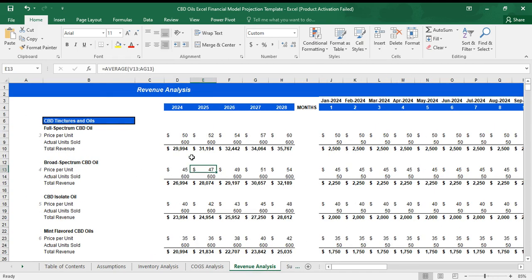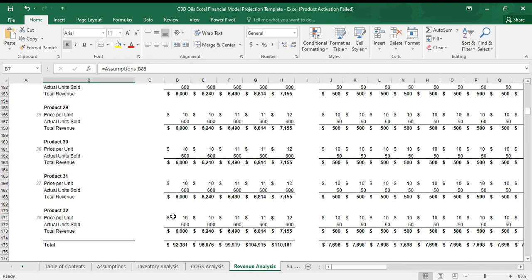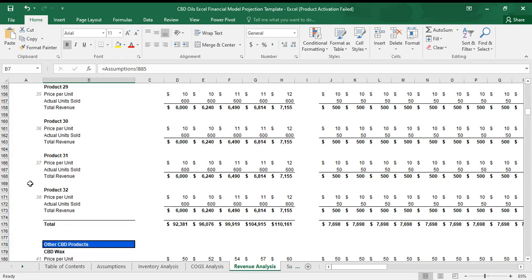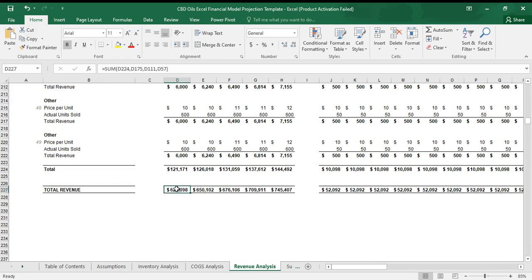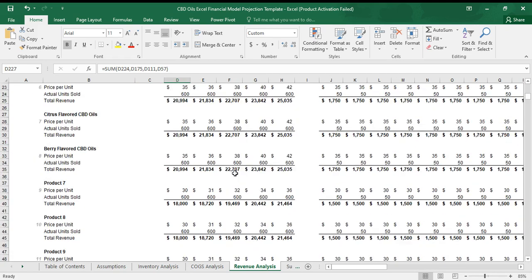Similarly, this is a revenue analysis sheet where we have calculated the total revenue being generated from each of the products. And also we have calculated the total revenue being generated from each product category, and then a total revenue figure from all product categories. We have stated it at the very end of the sheet.